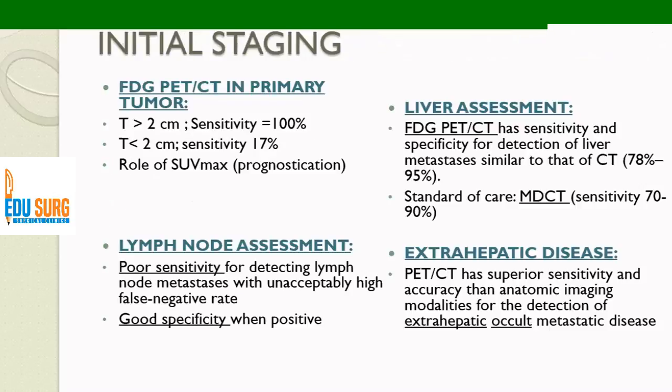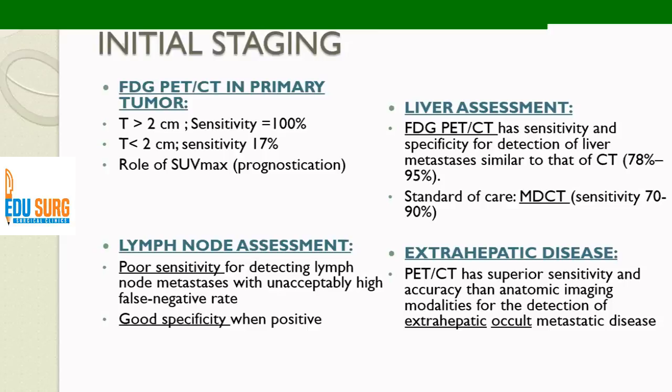So in the initial staging, the surgeon basically wants to know the disease burden, the size of the tumor, what is the mural invasion, what is the regional, loco-regional invasion of the adjacent soft tissue. This is best provided by anatomical imaging modalities like the CT and the MRI. But what is the role of PET-CT? The role comes in characterizing the metabolic activity of the tumor.